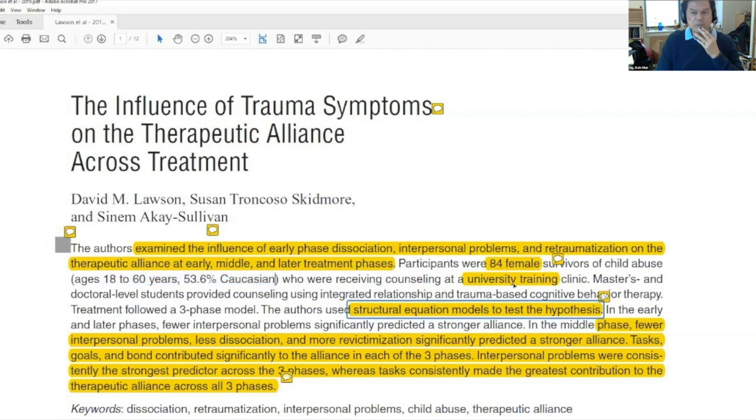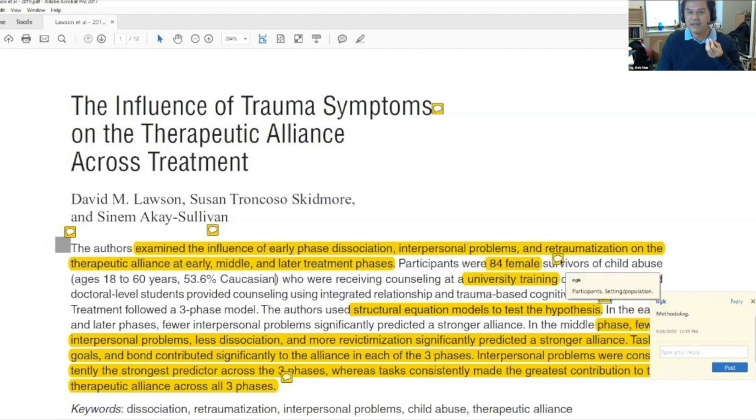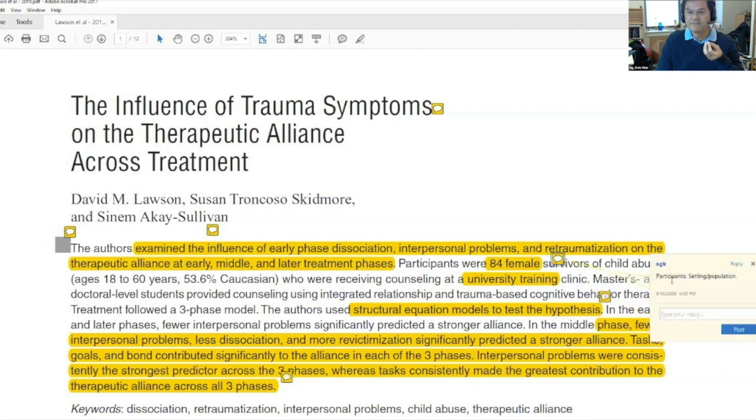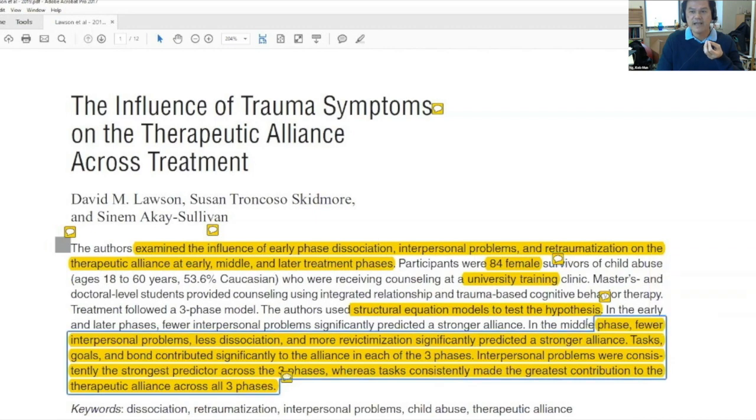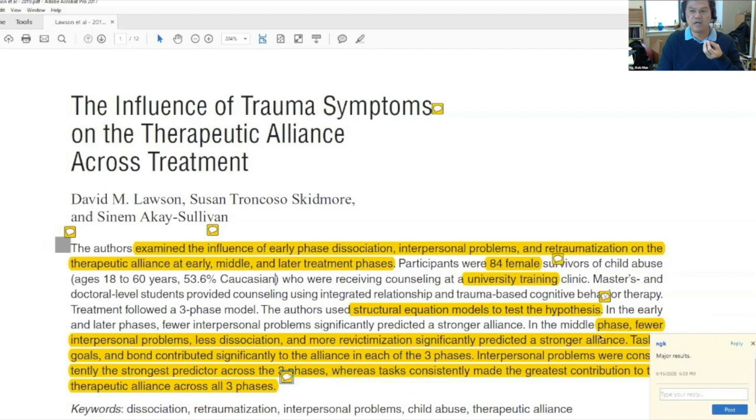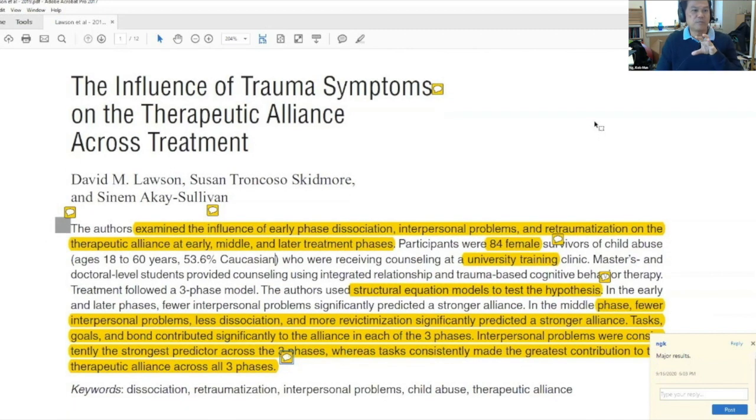And then the other thing is the structural equation modeling. They actually tell you the method, the analytic method. I have a note here: method, and here the participants, the settings of the population. And then also some findings. You provide a brief note on some major results. So this captured the whole essence of the study. That would be what I, yes.